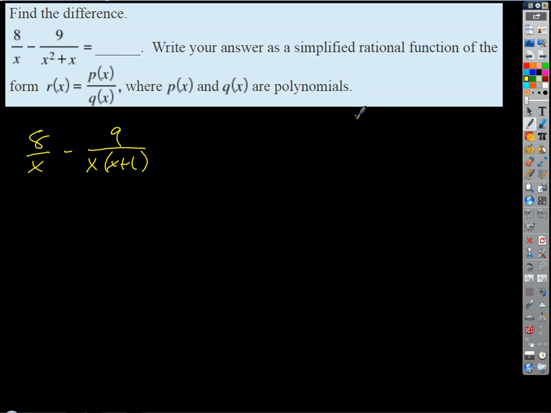So now, what's our LCD going to be? X squared plus x. If we write it in factored form, we want the smallest product of factors that includes an x and includes x times x plus 1, which is just x times x plus 1. Agreed? Yep. Okay.